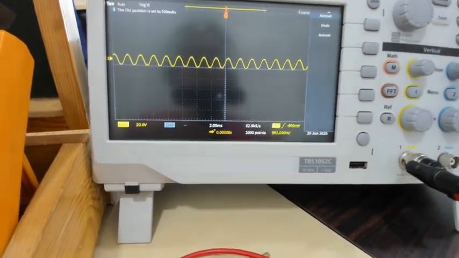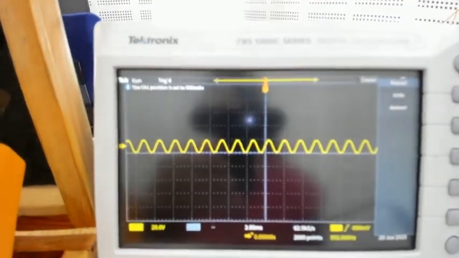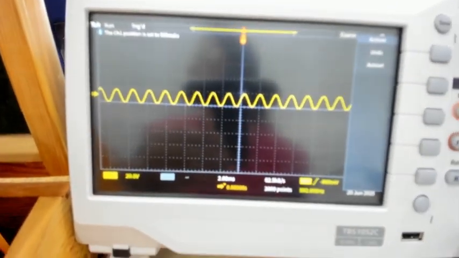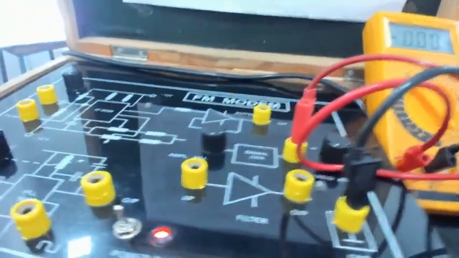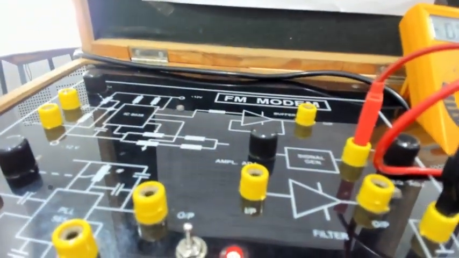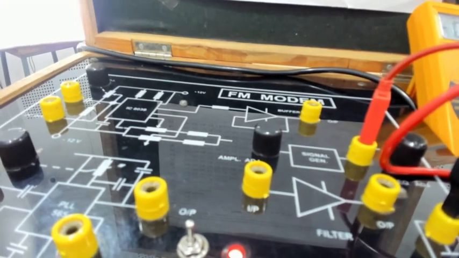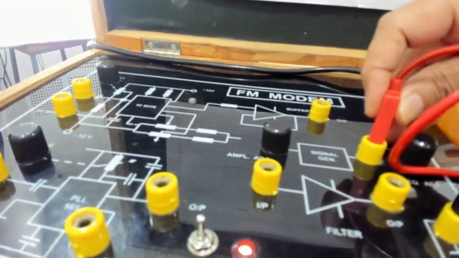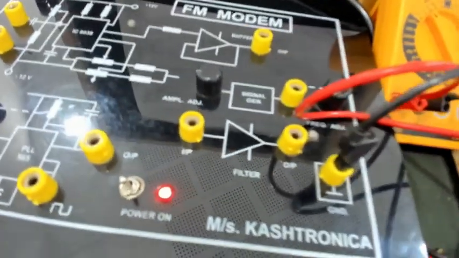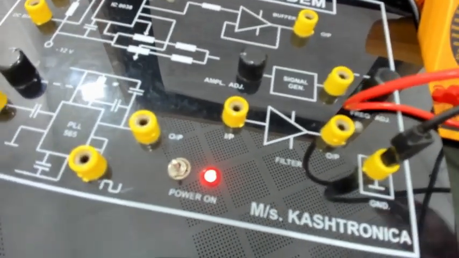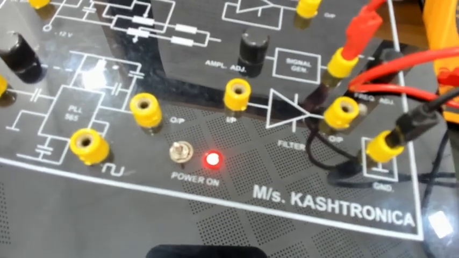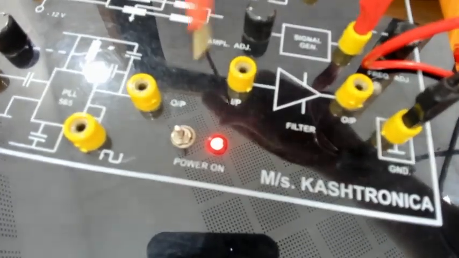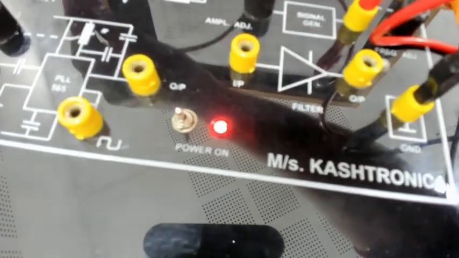So it is showing 500 millivolts. So we adjusted this to 500 millivolts. So this is our modulating signal. Now let us connect the modulating signal at the input of IC8038. So we will be connecting this modulating signal at the input of IC8038.